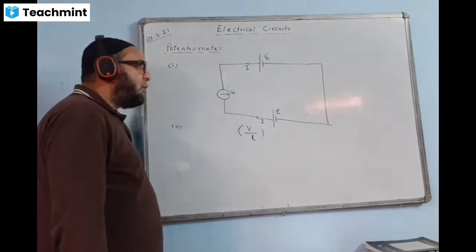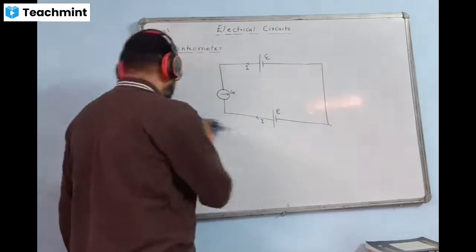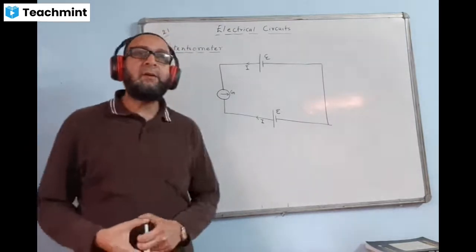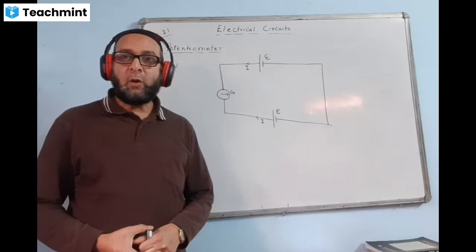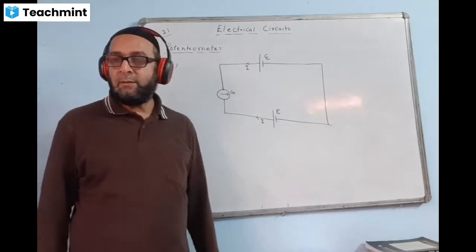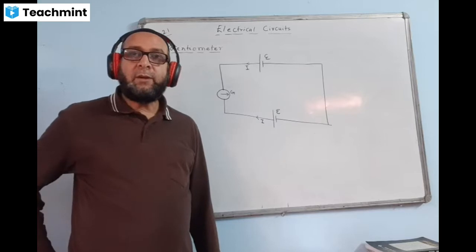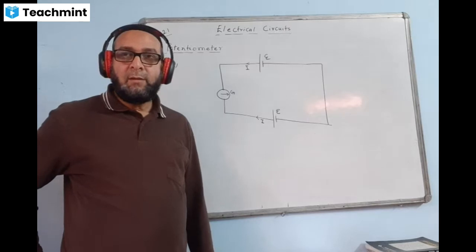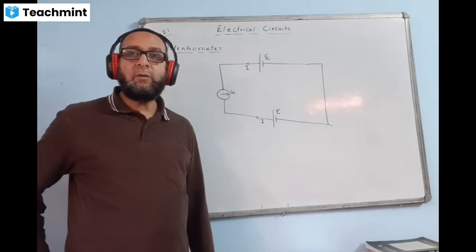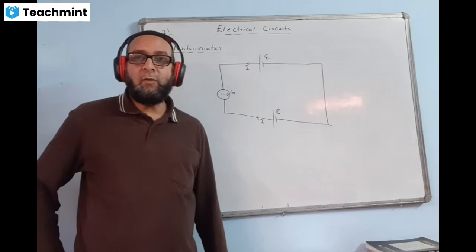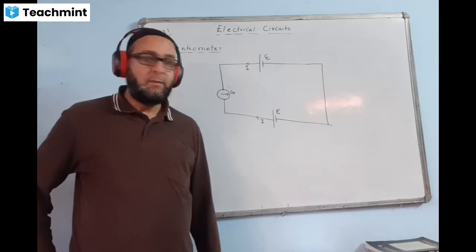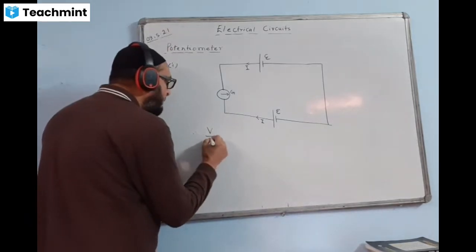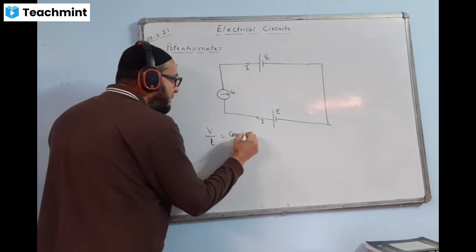Okay. Now I'll explain what the second principle is. Please write one more line: this principle is the consequence of Ohm's law. Therefore, write down below this: V by L is equal to constant.